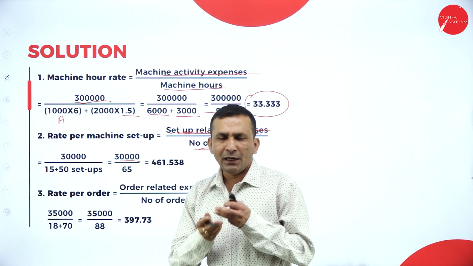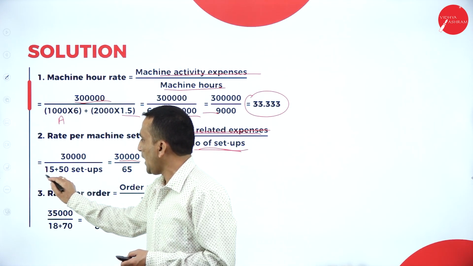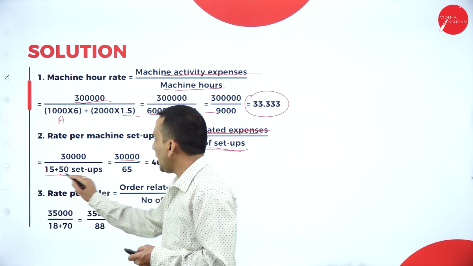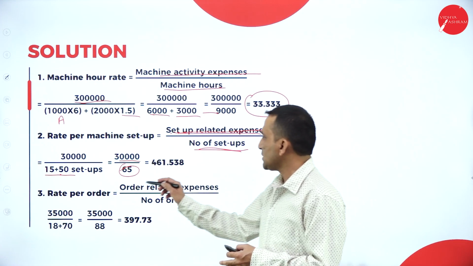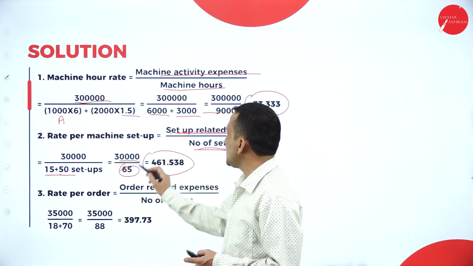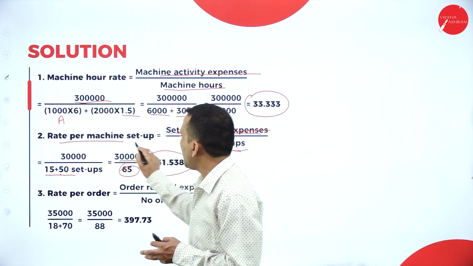Setup related information is given in the question: 30,000, and machine A's setup is 15, machine B's is 50. So if you take them together, 65 setups. So 30,000 divided by 65 is 461.538, and that is the rate per machine setup.